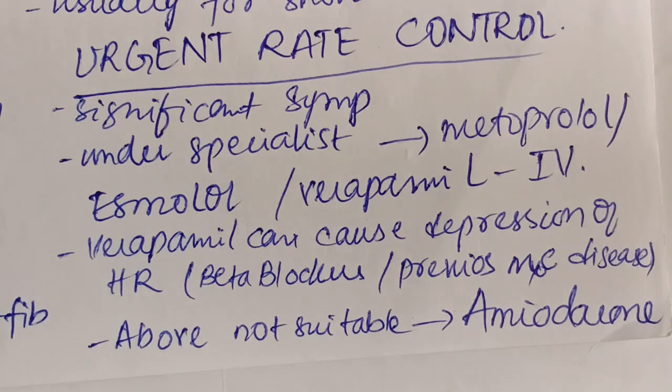So that's it for the management of atrial fibrillation. Hope you have understood the topic of atrial fibrillation. It is very important. You have to learn the CHADS-VASc score, when you are going to give anticoagulation therapy, and when you are going to go for the rate control. These are some of the very important points you have to keep in mind.